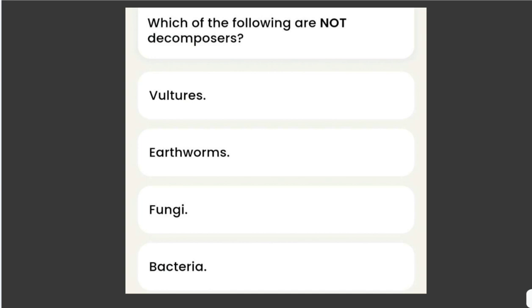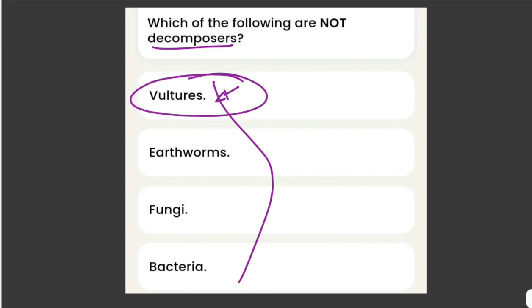Which of the following are not decomposers? Vultures, earthworms, fungi, or bacteria? So what are decomposers? Decomposers are organisms that break down organic matter from dead animals and plants into simpler substances. So among the choices here, only the vultures are not decomposers, and they are considered to be scavengers since they eat dead animals. Therefore, the answer here is vultures.